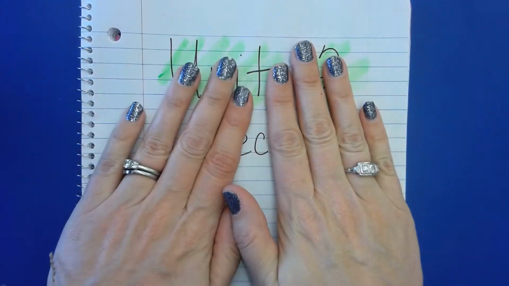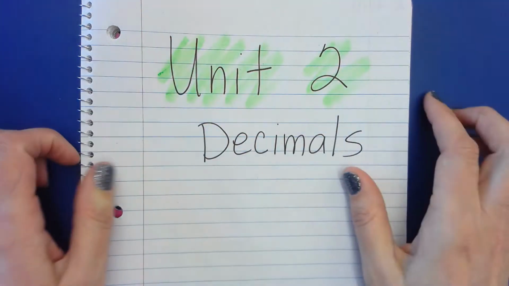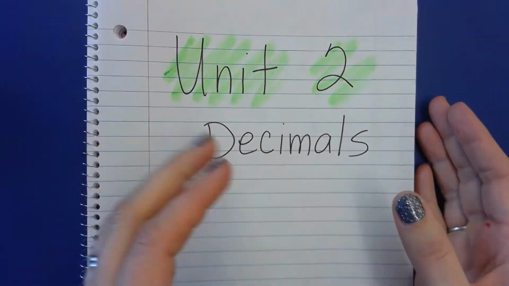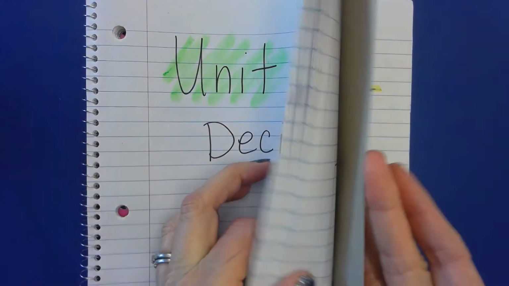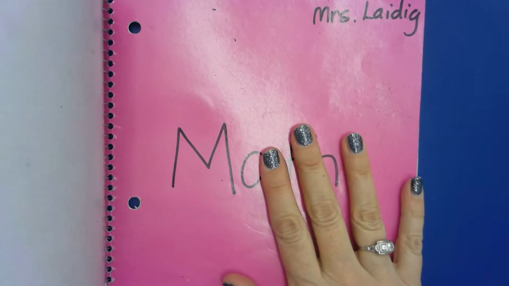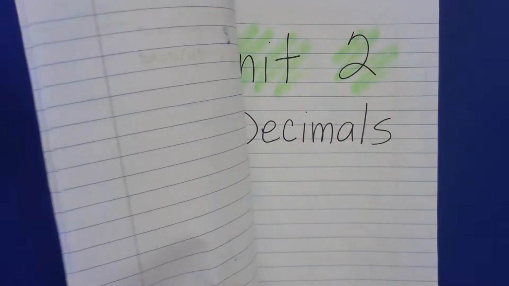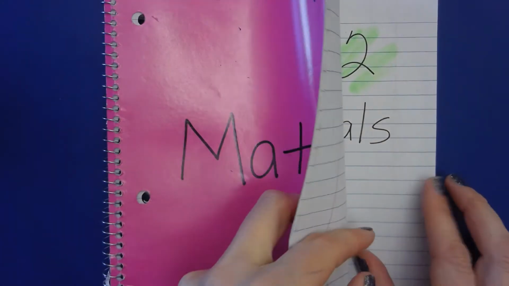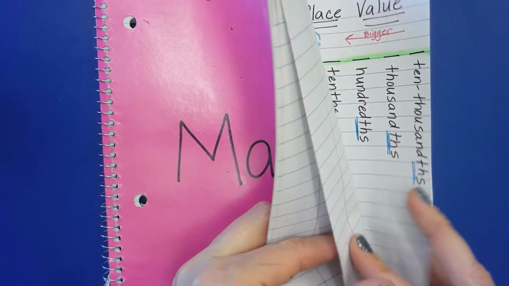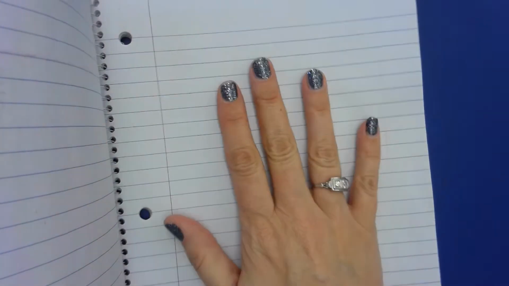Fifth grade. Here are your notes for your compendium notes in your math notebook. So be sure that you are in your math notebook, okay? At the beginning of our math notebook, we take our notes on our units. We are in Unit 2 decimals. We have one or two pages of notes on decimals. Move on to the next page.